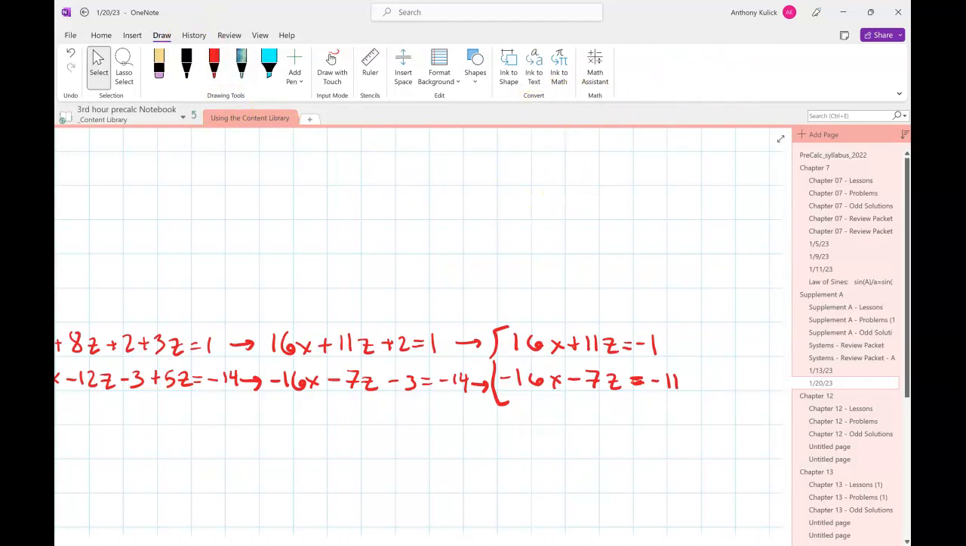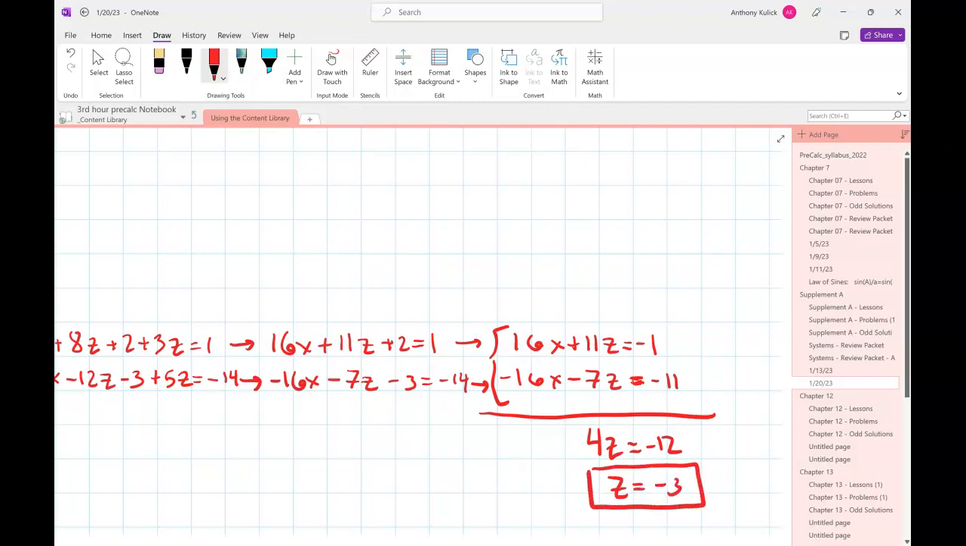What method do you want to use to solve this system? Substitution or elimination? Yeah. If I look at it, this is screaming at me, please use elimination on me. Why? I have a 16x and a -16x. The coefficients are already opposite. In general, elimination is going to be your better bet here. And if I divide both sides by 4, I get my answer for z.